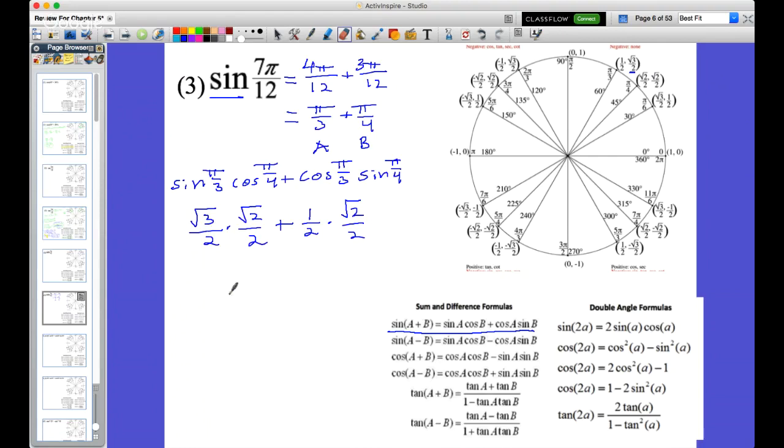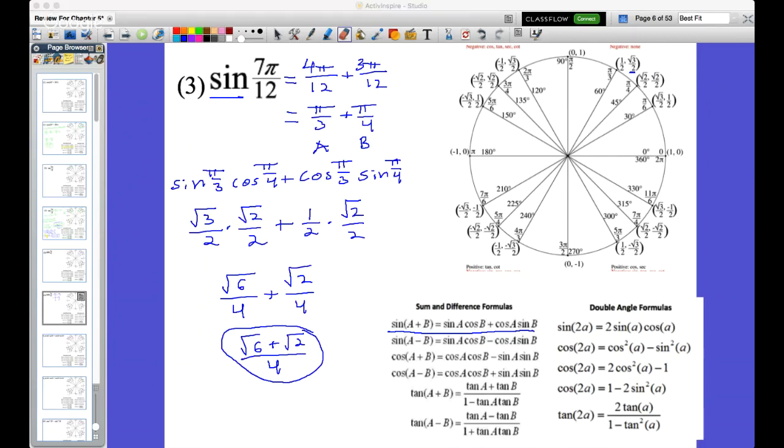When we simplify this, root 3 times root 2 gives us root 6, and 2 times 2 gives us 4. Then we have 1 times root 2 to get root 2, divided by 2 times 2, which is 4. So finally, we get root 6 plus root 2 over 4 as our final answer. Very similar to the one that we worked out a couple of seconds ago. Oops, what happened here? There we go.